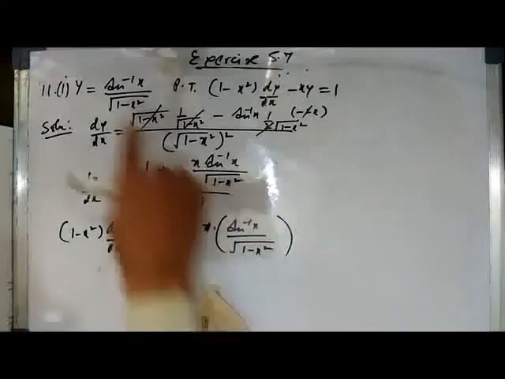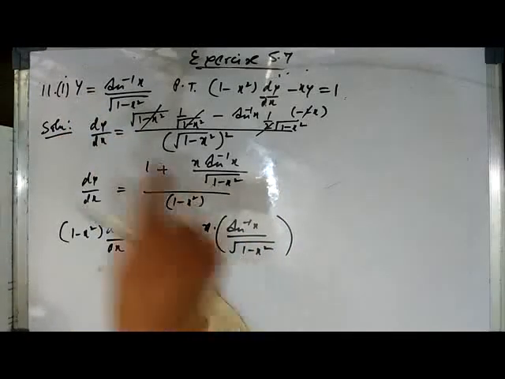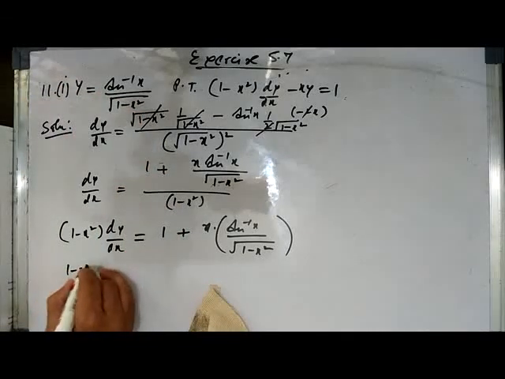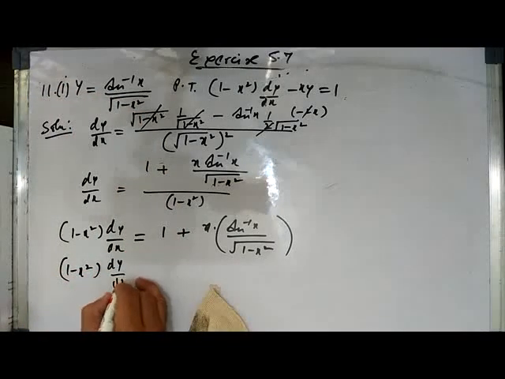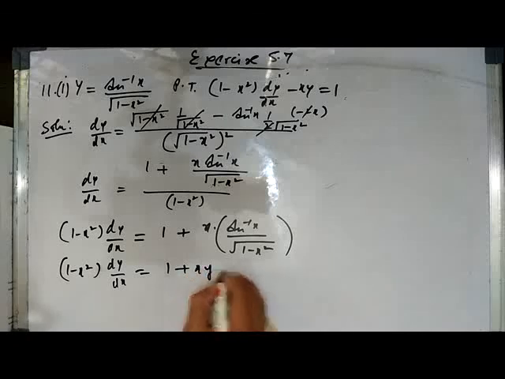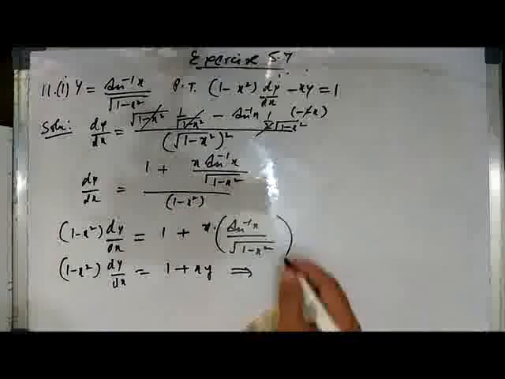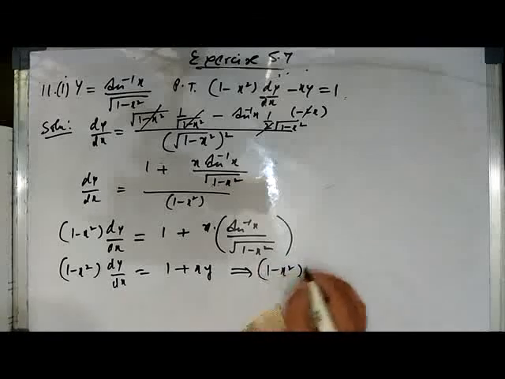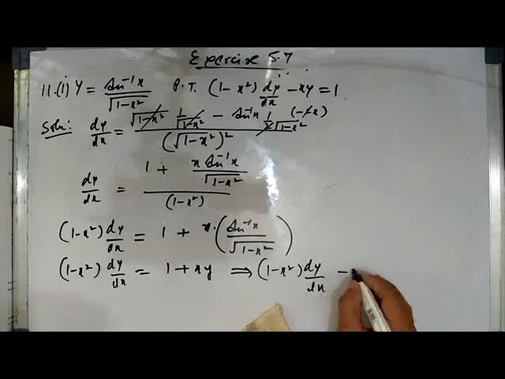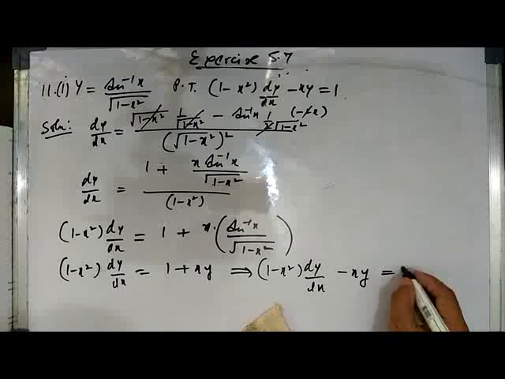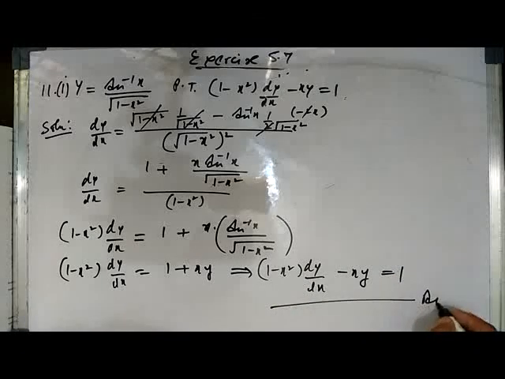This is nothing but the function itself. So 1 minus x square dy dx equals 1 plus xy. Further, you can bring this term to this side. So 1 minus x square dy dx minus xy equals 1. That is the answer to your question.